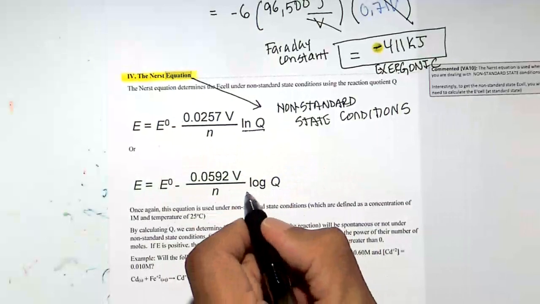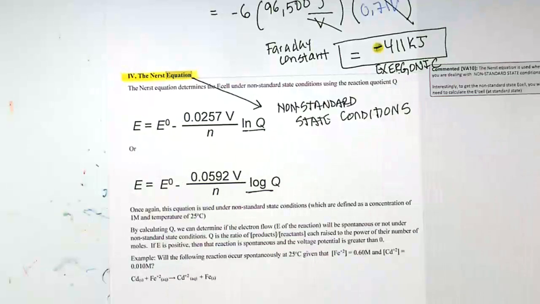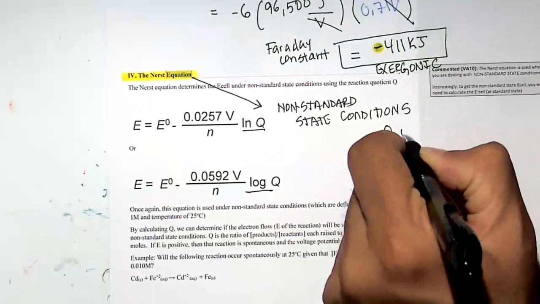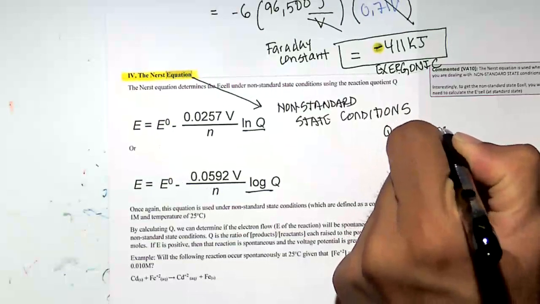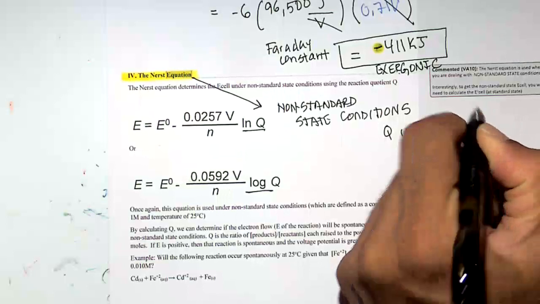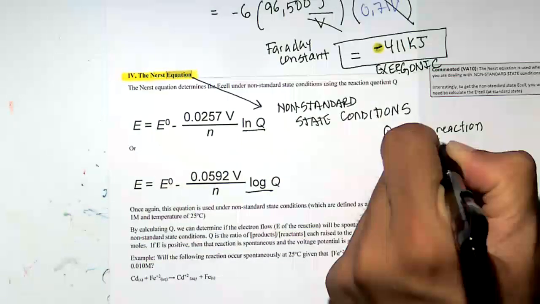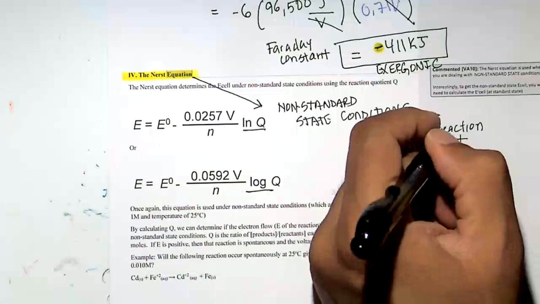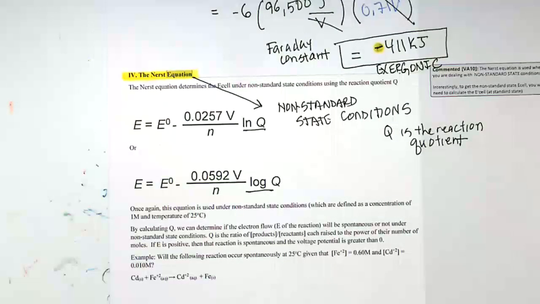So there's a natural log form and there's a log form. And then we have Q again. Okay, what is this Q? Q is called the reaction quotient. And we use Q and compare it to K. It tells us which way the reaction is favoring.